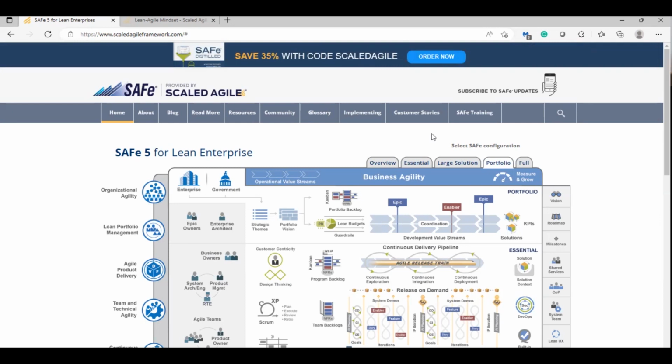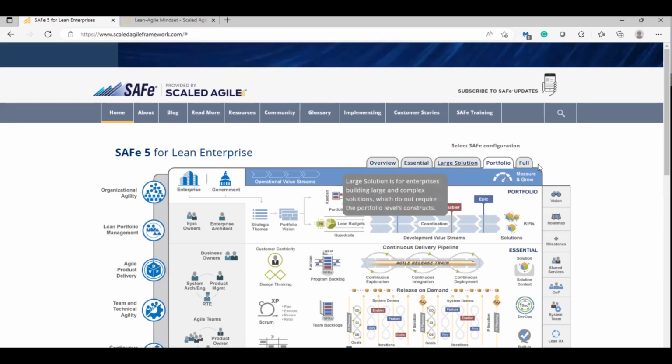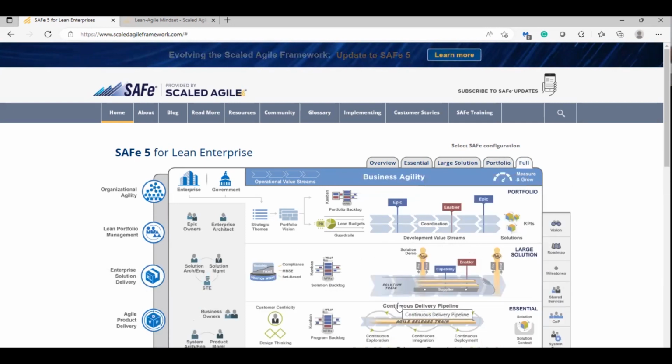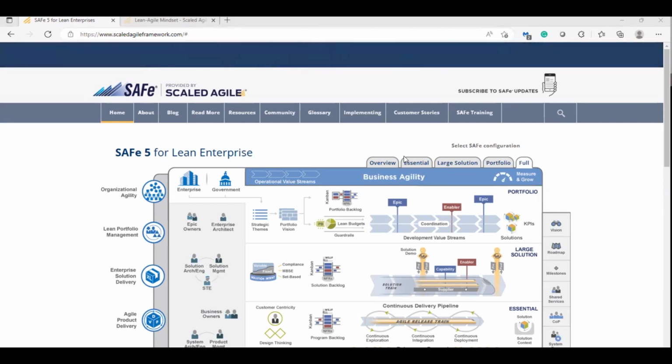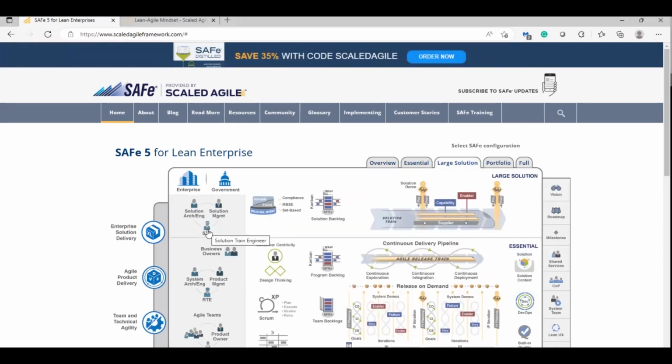What is Full SAFe? It's a combination of Large Solution. In Full SAFe, I have two trains, one STE. I have another two trains, one STE. Multiple STEs are involved, that is Full SAFe. Very simple. If you join any SAFe team, you can ask one thing: Sir, do you have an STE? They say yes. Okay, one STE or two STEs? If they say one STE, it is Large Solution SAFe. If they say two STEs, it is Full SAFe. More than one STE means Full SAFe.